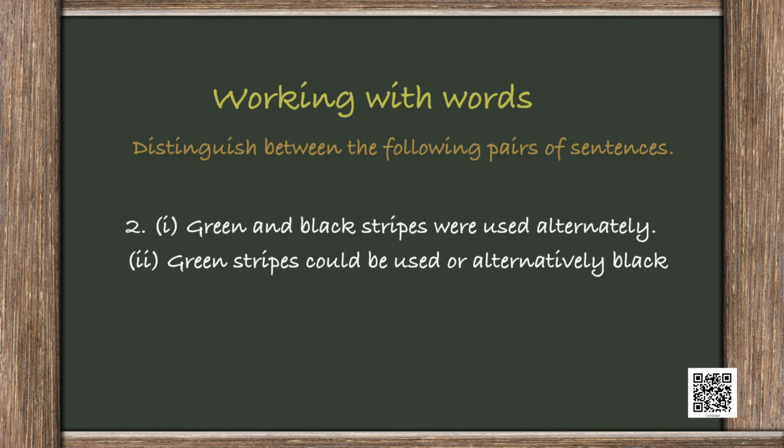The next one. Green and black stripes were used alternately. Green stripes could be used or alternatively black ones. Okay, so alternately would be one after the other, right? So if we had 3 Amit Ranjans and 3 Ashers, and we put Asher, Amit Ranjan, then Asher, then Amit Ranjan. We have Ashers and Amit Ranjans.